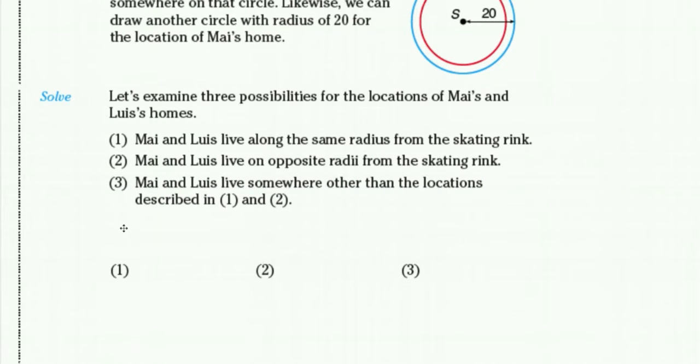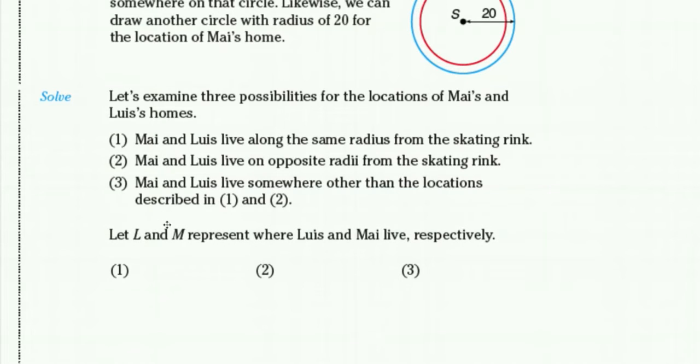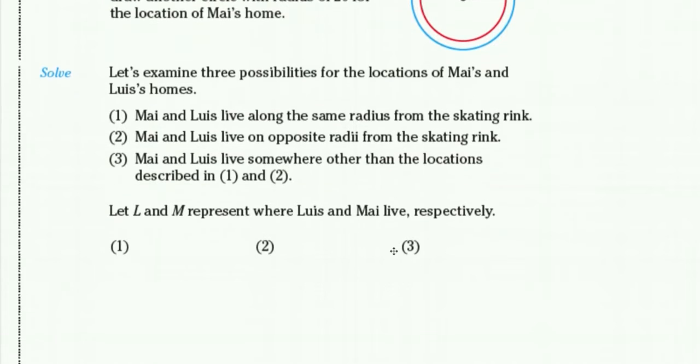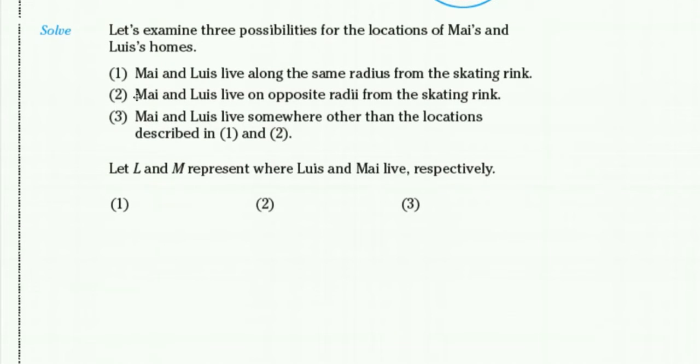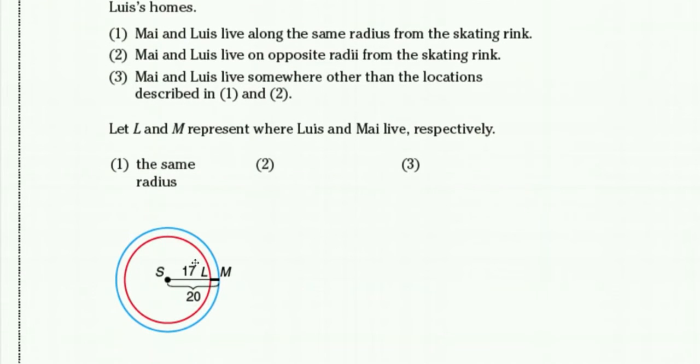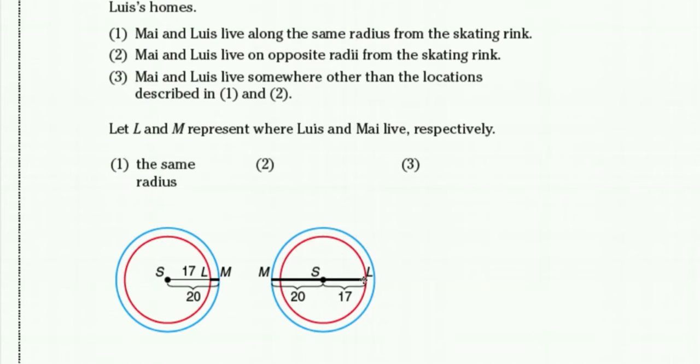Okay, so let's define our variables. Let L and M represent where Luis and Maya live respectively. And let's examine the first situation. They live along the same radius. So that means if they're in the same radius, this is how it would look. This would be Luis's home, that would be Maya's home, 17 miles and 20 miles. And in the second situation, they live on opposite radii. That means if Luis lives here, Maya would live on the opposite side, on the other side.